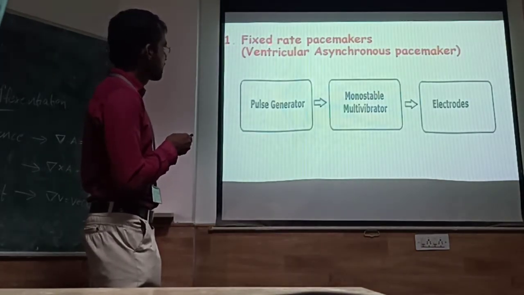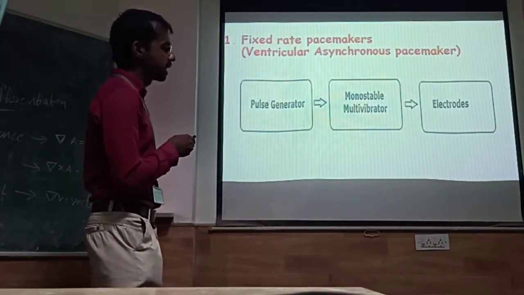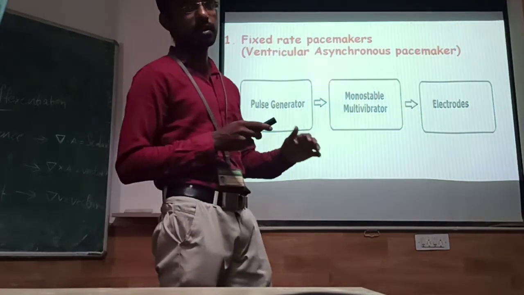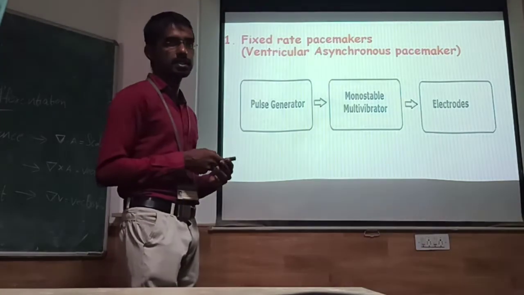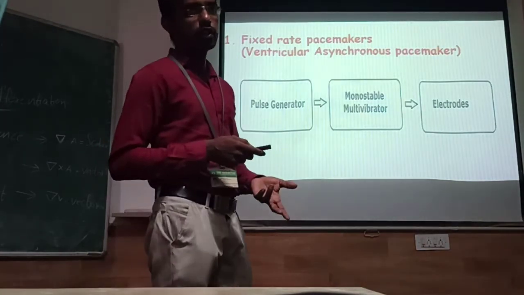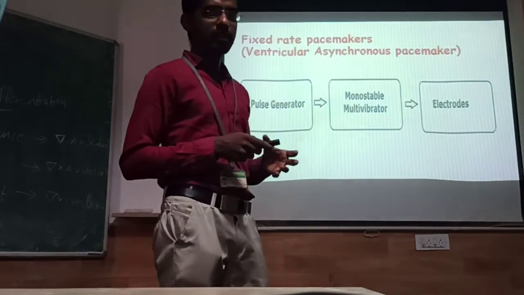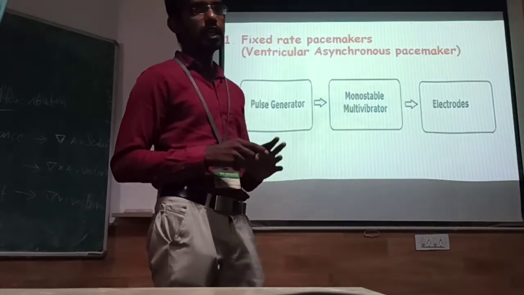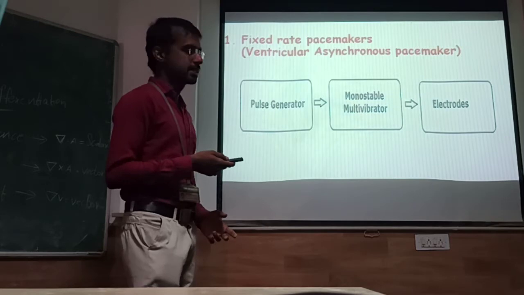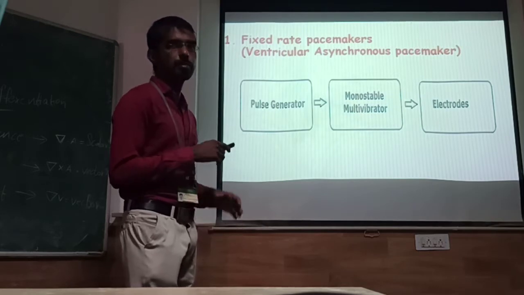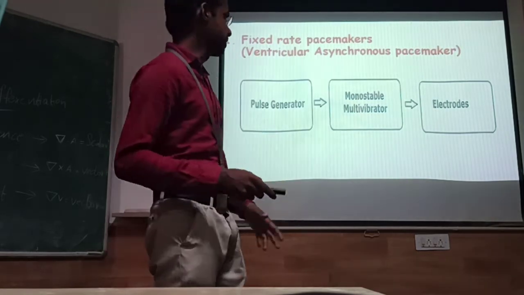Here, as the name indicates, it is going to generate the pulses in a fixed or constant-pace manner. This is preferred in places where the sinoatrial node or nerve damage is permanent, and we need to go for an artificial way of creating the pulses. These are the places where permanent damage happens.